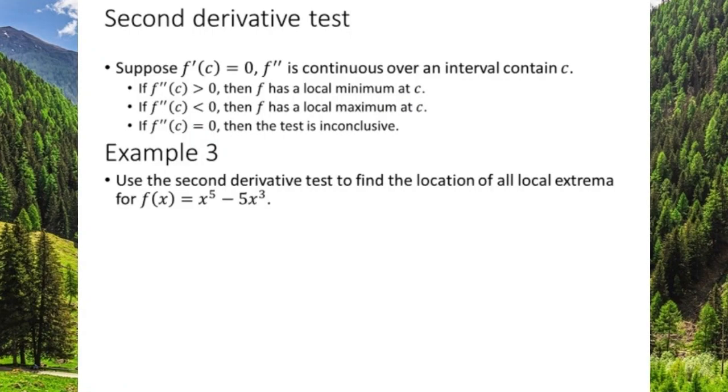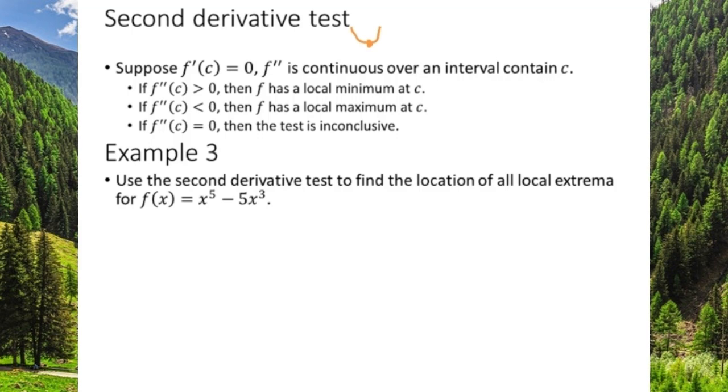Concavity can also be used to help us find the location of local minimums and maximums. This is referred to as the second derivative test. Suppose f prime of c equals 0 and f double prime is continuous over an interval containing c. If f double prime of c is positive, then f has a local minimum at c. The reason why this is true is when f double prime is positive, that means our function is concave up, which would cause our value c to be located at a minimum value.